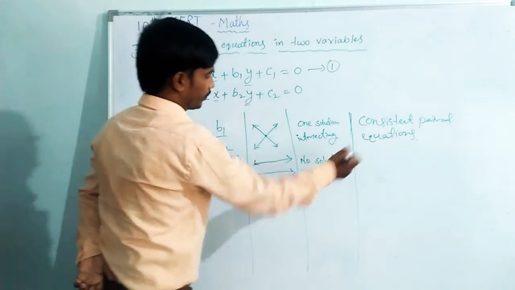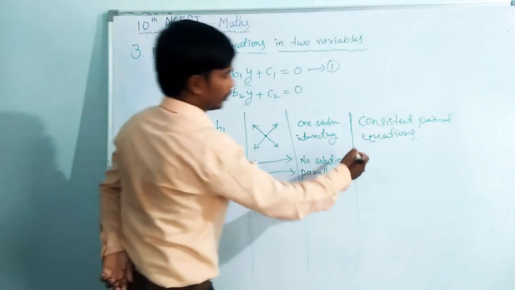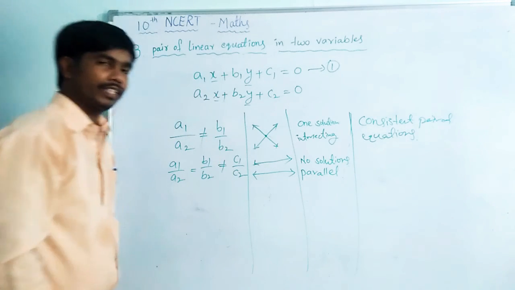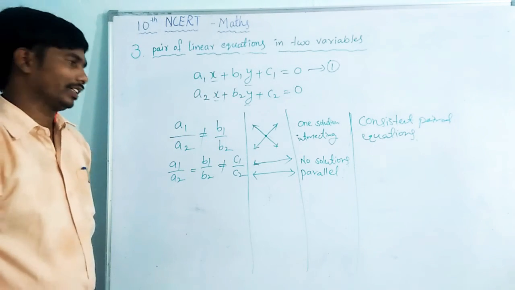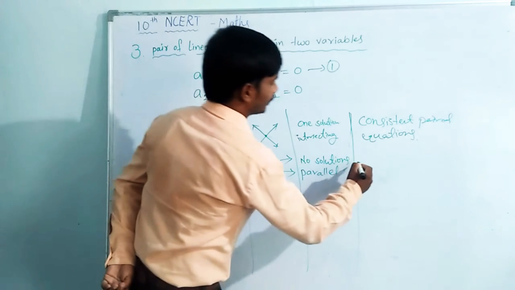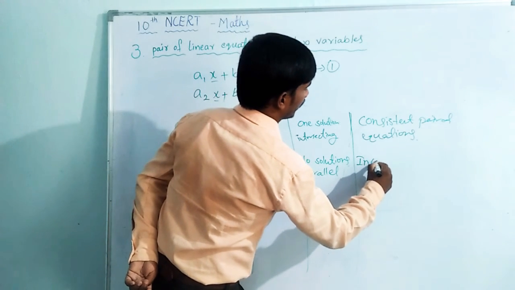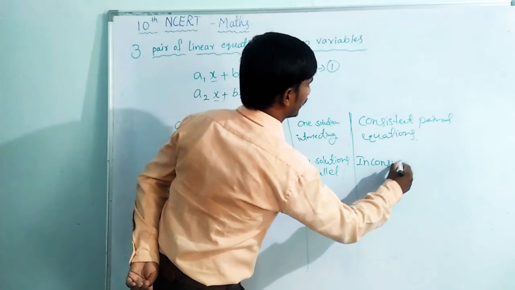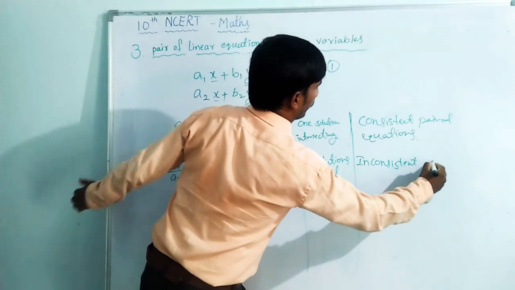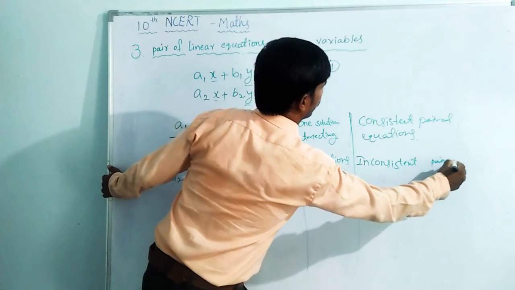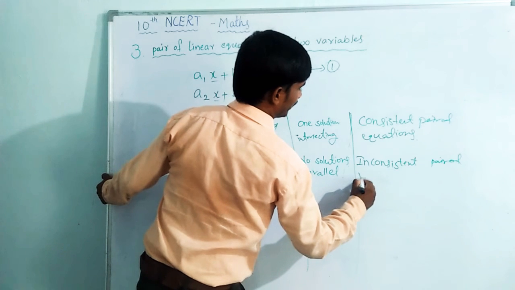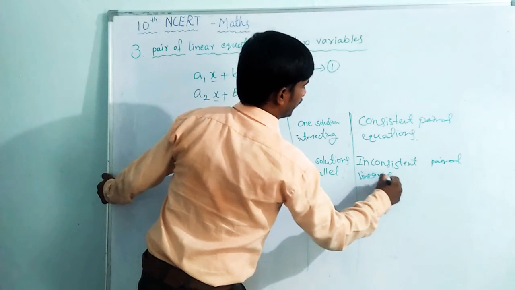Next up, if both pair of linear equations are parallel, we call it an inconsistent pair of linear equations.